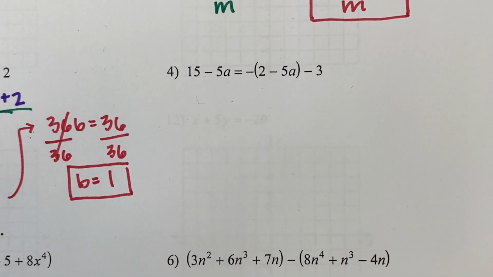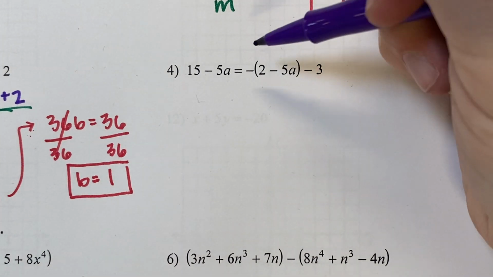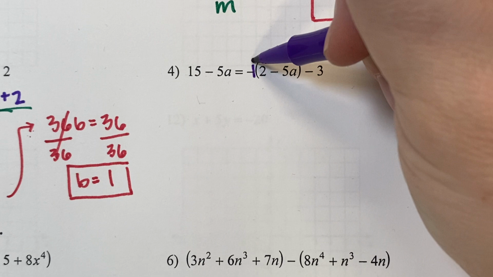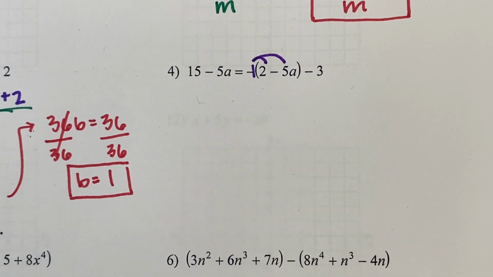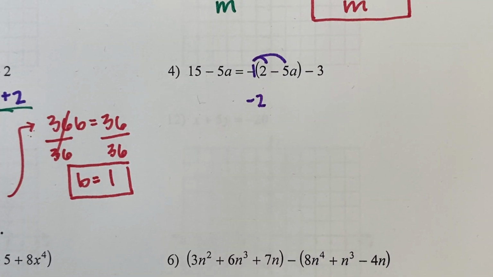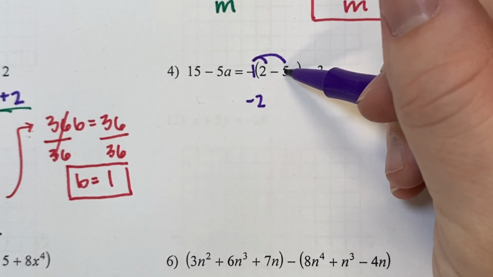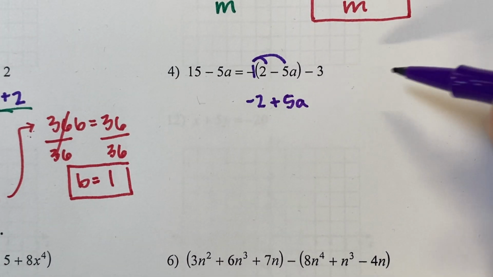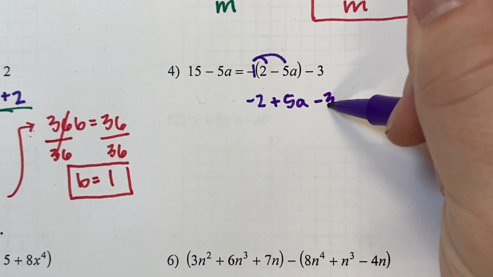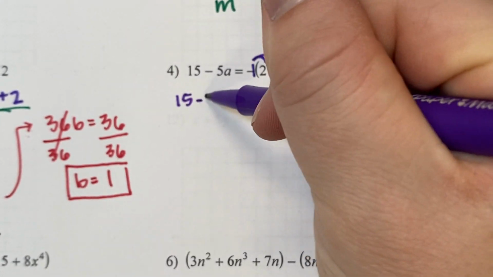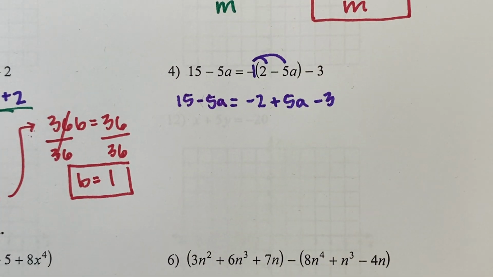Okay, let's do it again in number 4. So again, first thing I see are some parentheses, which means I need to distribute whatever's in front. This is a negative 1 that's in front, so I'm going to multiply it to everything inside. Negative 1 times positive 2 is negative 2. Negative 1 times negative 5a is positive 5a. And we have our negative 3 that's left over on the end, and it still all equals the other side, 15 minus 5a.